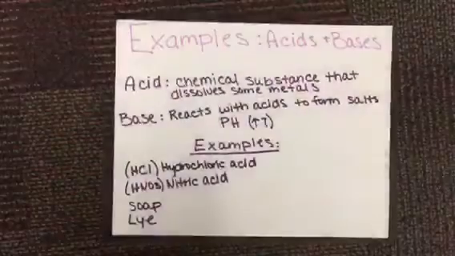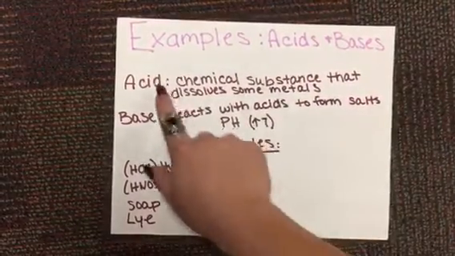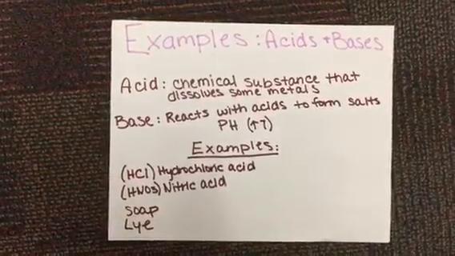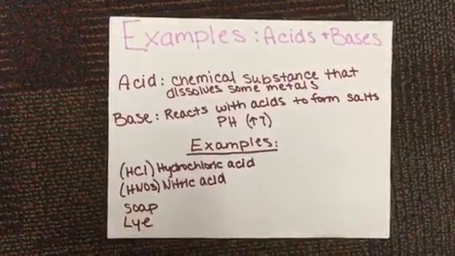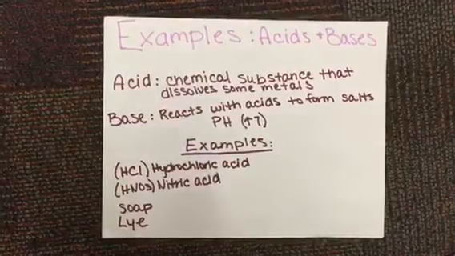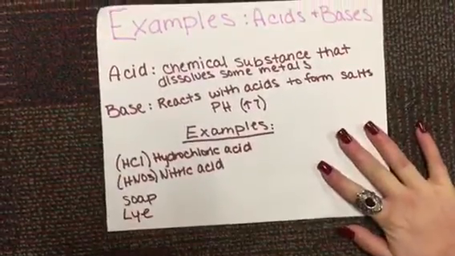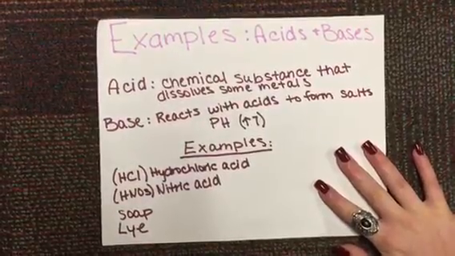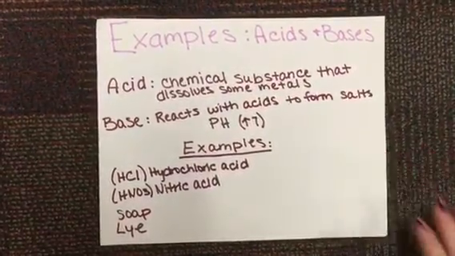Great quality. And we're going to talk about acids, bases, and salts. Examples of acids and bases. An acid is a chemical substance that dissolves some metals, and a base reacts with acids to form salts, and the pH level is greater than 7. An example of an acid is hydrochloric acid and nitric acid. An example of a base is soap and lye.